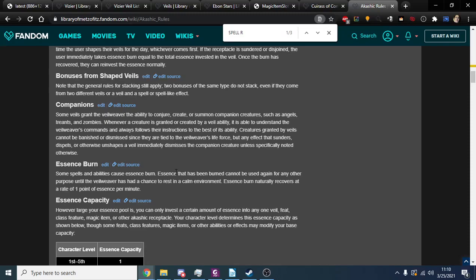A lot of guru abilities cause essence burn. Guru is very similar to the monk if the monk had mystical spells instead of key abilities. Although, I guess a veil is more similar to a key ability than it is to a spell, really. So yeah, they're basically just like the monk. But we'll get into individual classes in other videos.